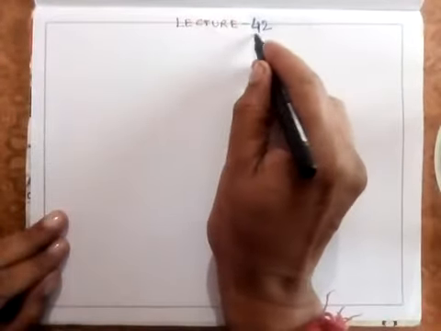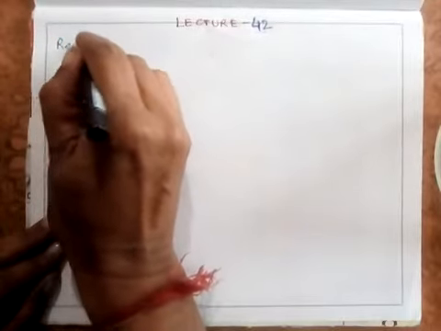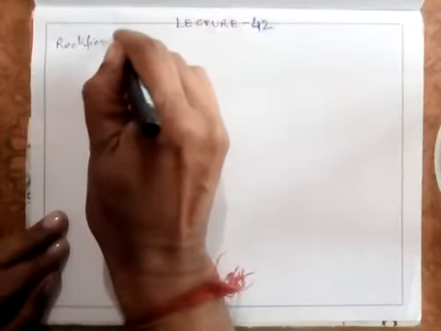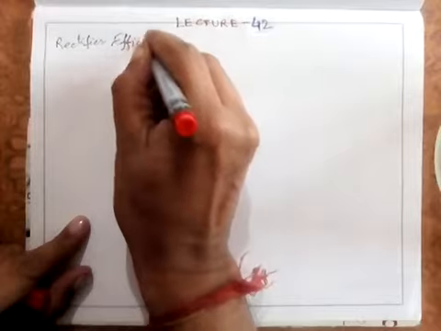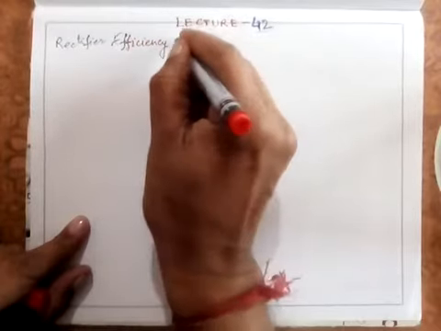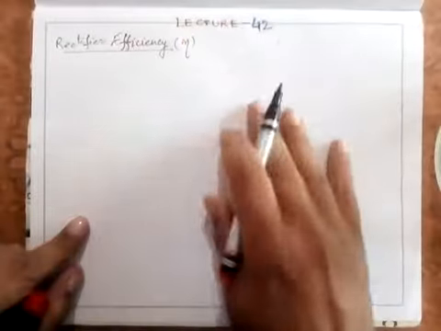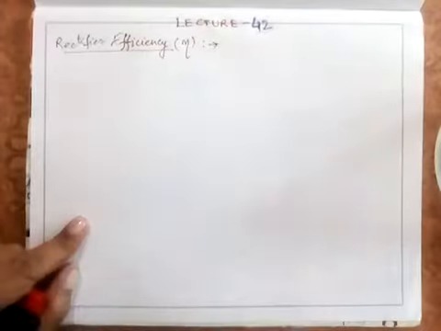So in this 42nd lecture, I'll discuss today the rectifier efficiency. What do you mean by the efficiency of a rectifier? Rectifier efficiency is represented by eta. Of course, initially I'll discuss the rectifier efficiency of a half-wave rectifier, as we are dealing with the half-wave rectifier right now. So, look at the definition of this. What do you mean by rectifier efficiency?